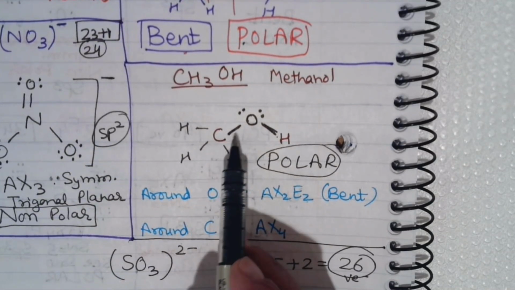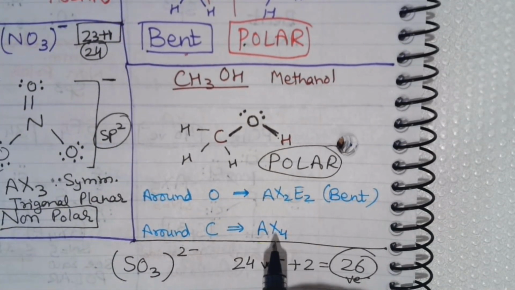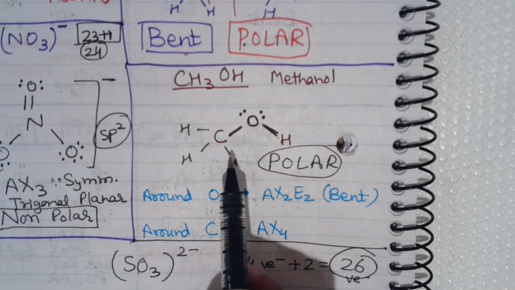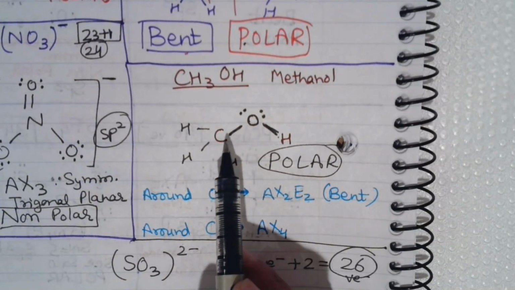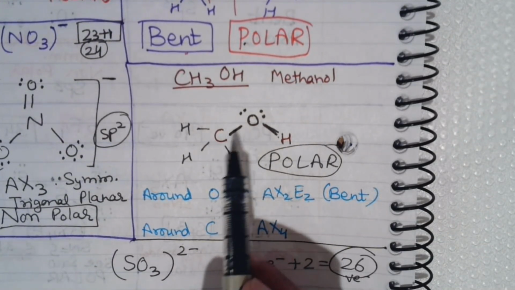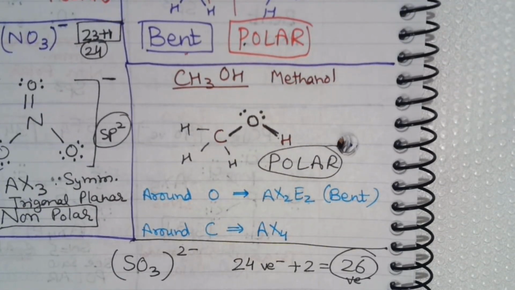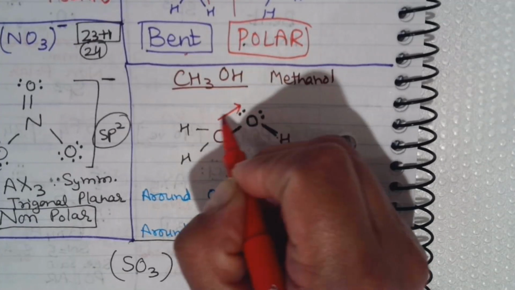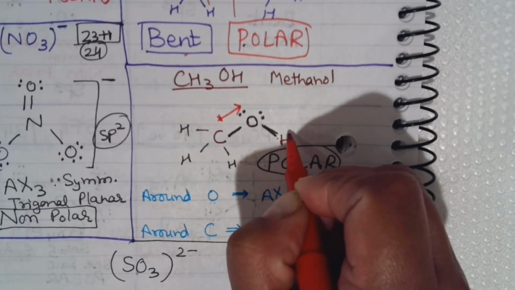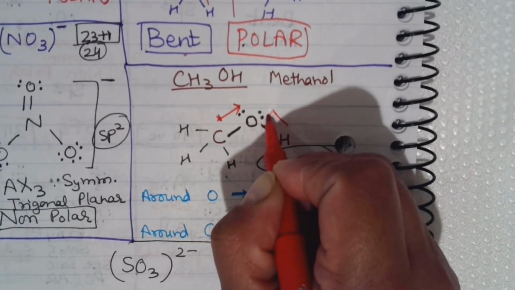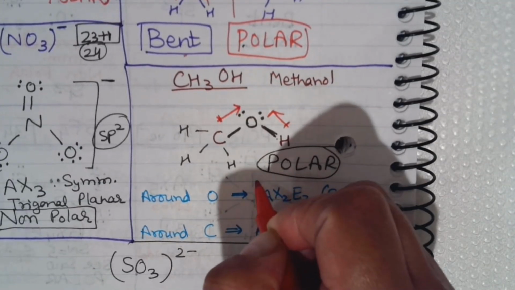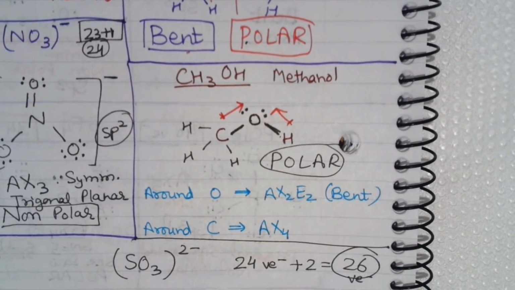And around the carbon, it is AX4, but since all the X atoms are not the same, this molecule is polar. So around carbon as well as around the hydrogen, right? The net direction of the polarity is going to be in this direction, okay, like this, right? So this is a polar molecule.